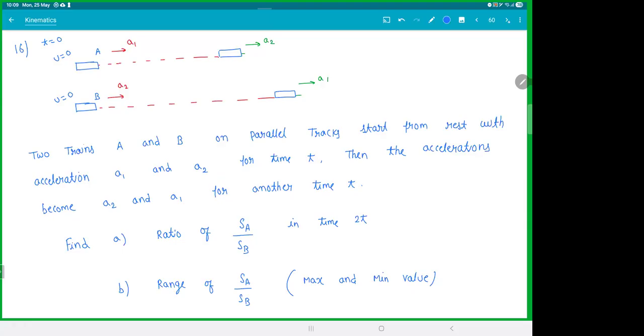Whatever answer you get will be in terms of A1, A2. Mathematically, if you do something, you get a range for that SA by SB. That would be like an integer question. First, let's get the first part. The second part we can think of later. The second part is more about maxima.